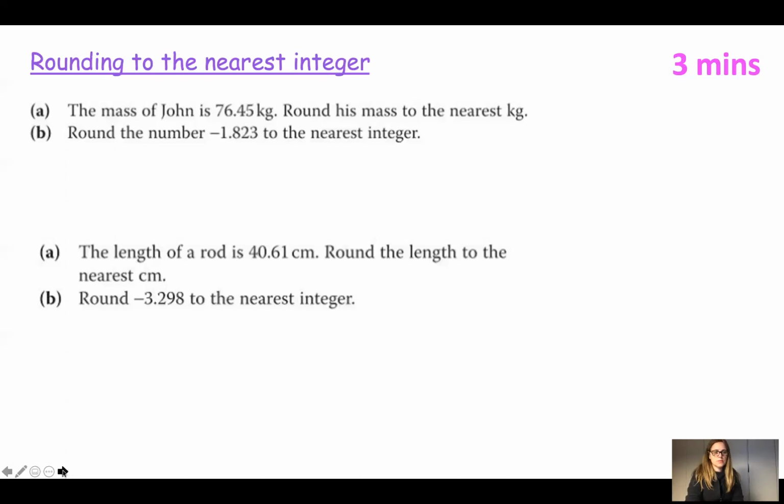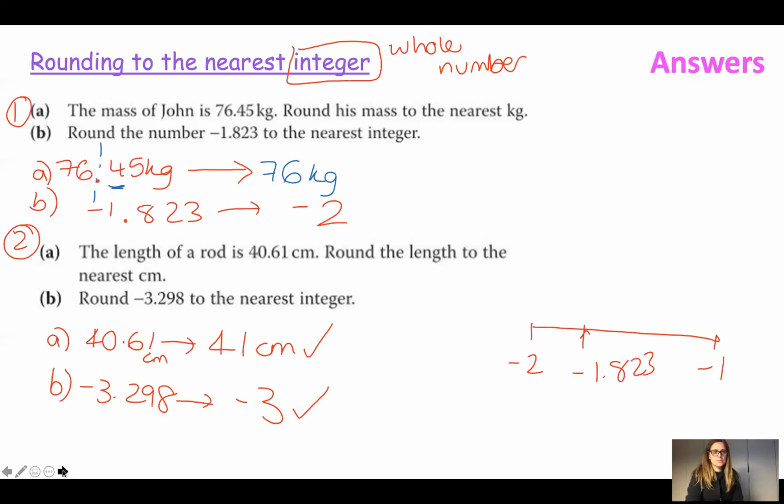Let's look at the answers. Okay, so 1A, we have 76.45 rounds to 76 kilograms. Part B, negative 1.823. Again, you can see here, doesn't have to be accurate, just a quick sketch of a number line helps you see that it would round to -2.